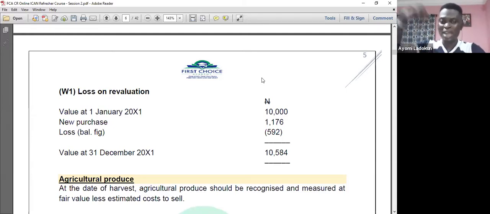Now, we said at the point of harvest, okay, agricultural produce must be measured at fair value less cost to sell. Gain or loss are taken straight away to profit or loss account. After harvest, after agricultural produce has been harvested, okay, it becomes an item of inventory. What it means is IAS 41 will stop to apply. So the initial measurement at the point of harvest becomes the deemed cost for the purpose of IAS 2.